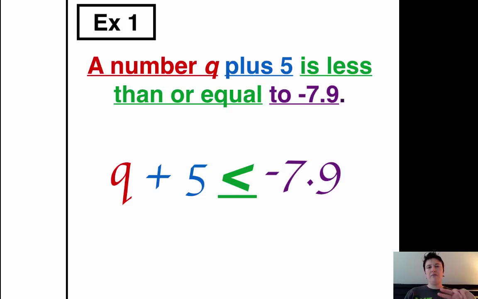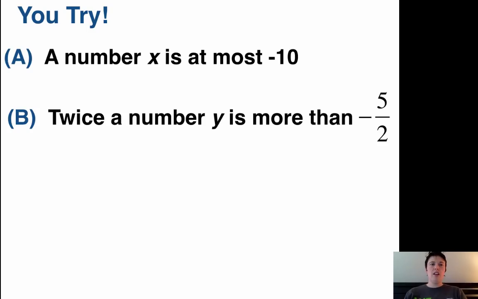So you can see, we're trying to go back and forth from words to symbols and numbers, and back to words again sometimes. So your turn. I'm going to have you guys try one. And here are your two problems. There's an A, there's a B. I want you to pause the video and test yourself and see, can you translate these sentences? So the first one says, a number x is at most negative 10. Try to translate that. Go ahead and pause the video now and give this a try.